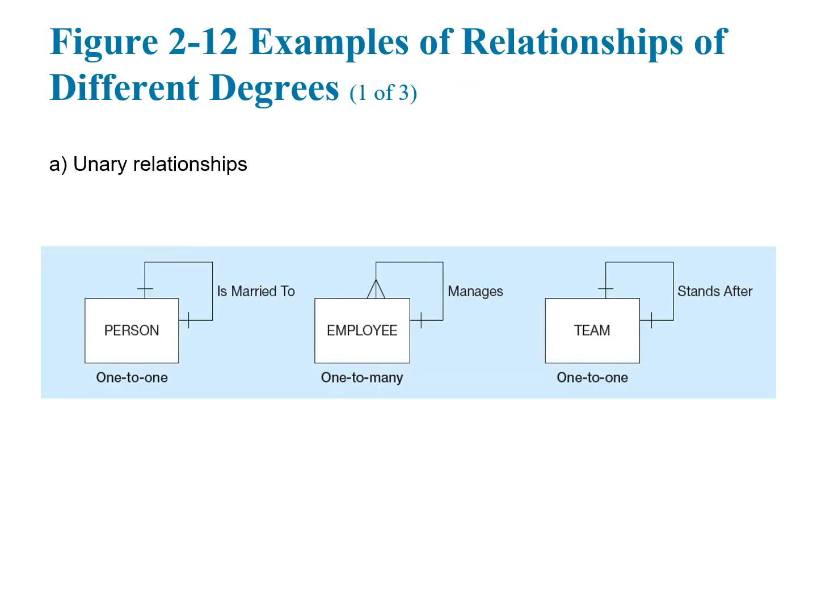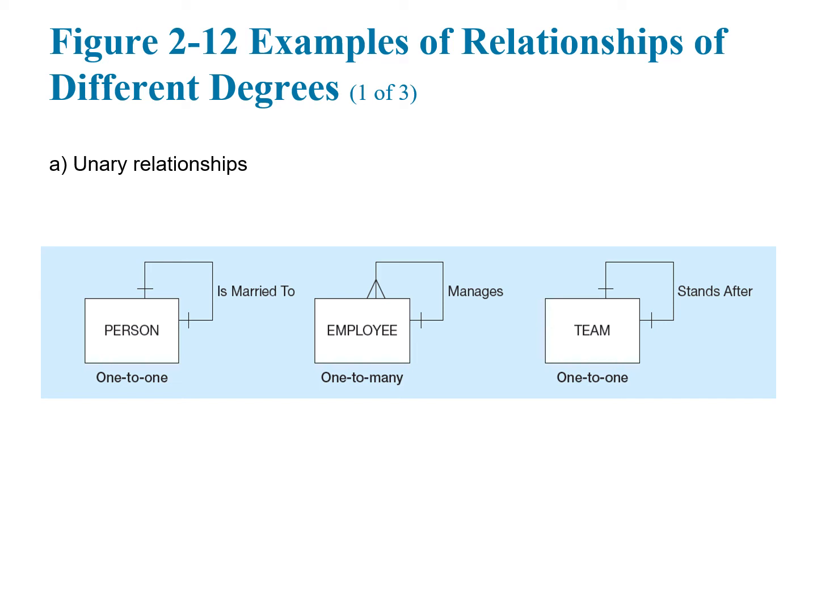Figure 2-12, examples of relationships of different degree. Unary relationship. A person is married to a person: one to one. An employee manages employees: one to many. And then a team is ranked after a team: one to one.